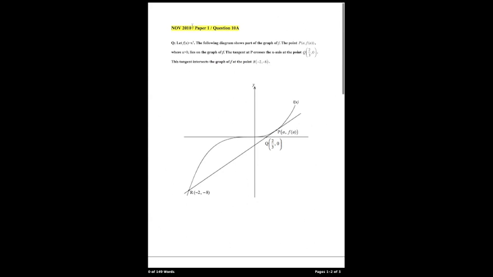Hi guys, I'm going to be doing question 10a, November 2010, paper 1. Here's the question. The question actually gives you a graph of a function, f of x is equal to x cubed, and it also gives you 3 points, P, Q, and R. P is (a, f of a), Q is (2/3, 0), and R is (-2, -8). And we know that a is greater than 0.